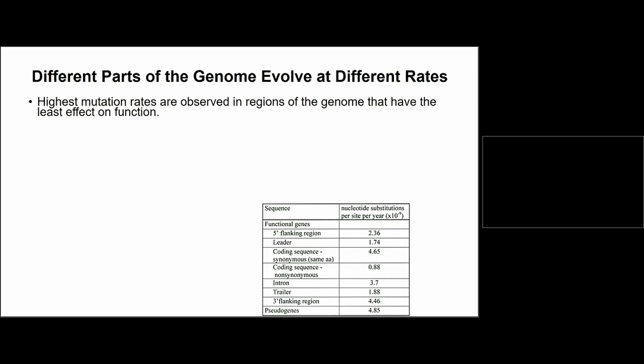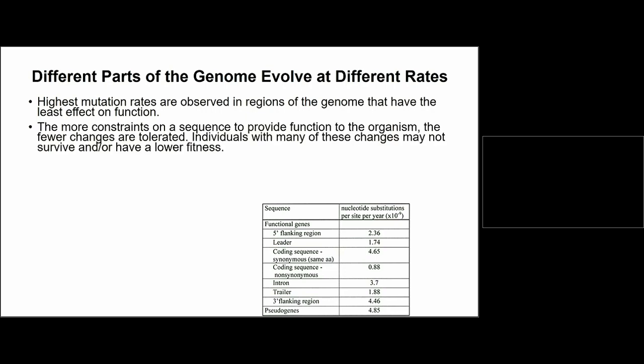A pseudogene doesn't actually do anything, so we can change that up all we want to, right? Mutations can accumulate there at a higher rate because it's not really that important for the function of the organism. So the more constraints on a sequence to provide function, the fewer changes are tolerated. If it's an important part of the DNA, it's going to make a protein or do something really important, we can't really screw that up very much. So we're not going to tolerate many changes.